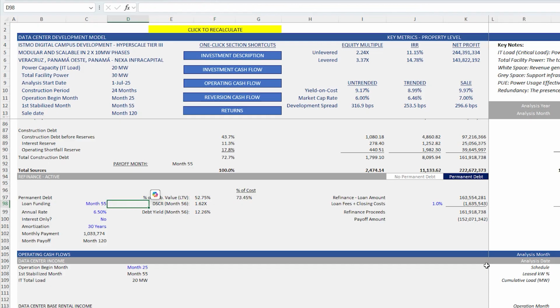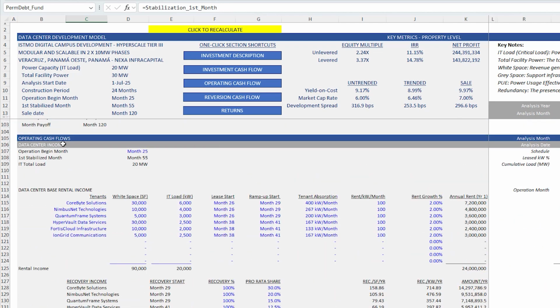So that gives you a sense, as you're sizing your perm debt, that helps you size it to, say, a market coverage, market debt yield, market LTV. That is our investment cash flow section. From here, Arturo moves us into an operating cash flow section.